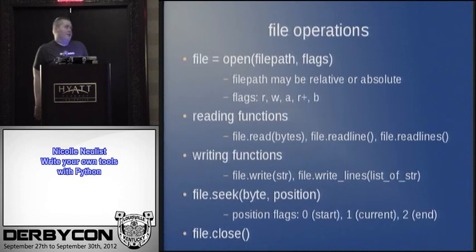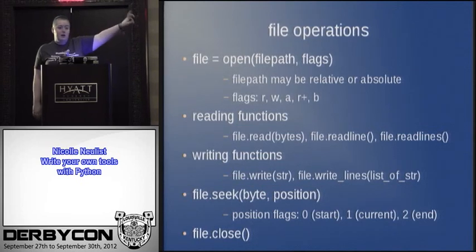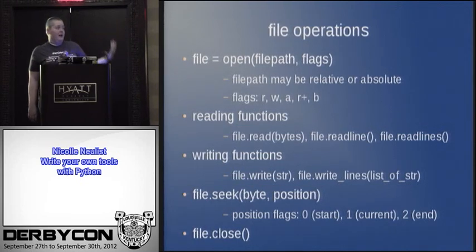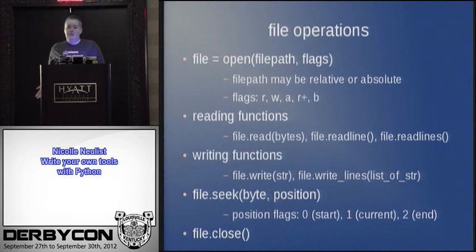File operations in Python are pretty simple. You define a file object by opening a file. You tell it the file path. It may be relative or absolute. That depends on how you plan on using your script.